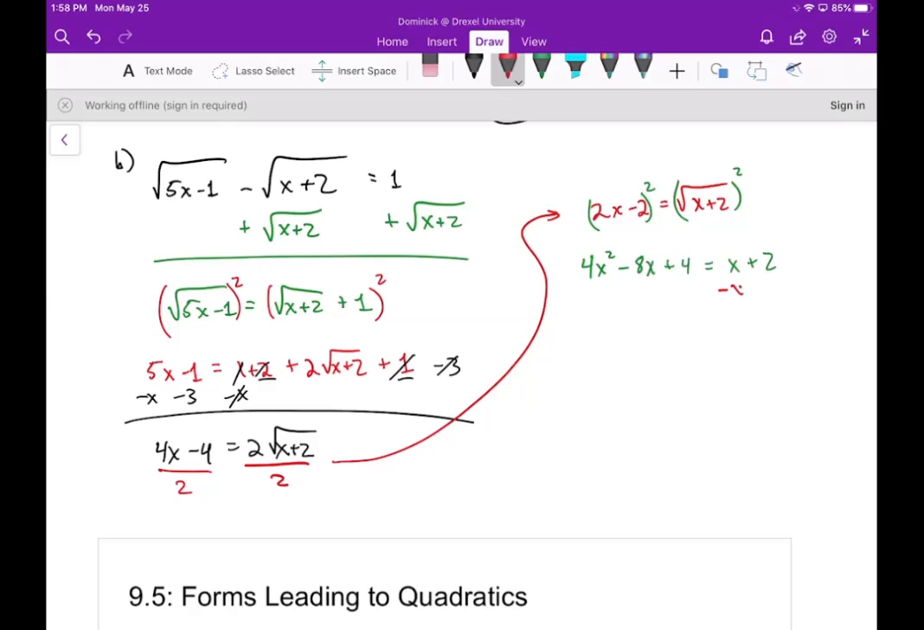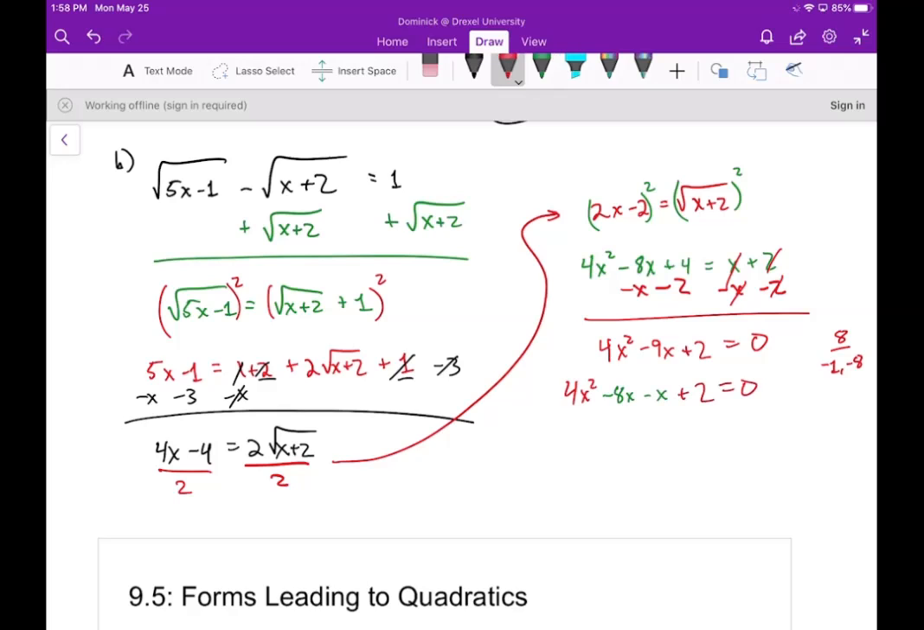So if we move this over, we get 4x squared minus 9x plus 2 is equal to 0. So then if we do 4 times 2, we get 8. And we can use negative 1 and negative 8 to both multiply to 8 and add to negative 9. So we're going to get 4x squared minus 8x minus 1x, or just minus x, plus 2 is equal to 0.